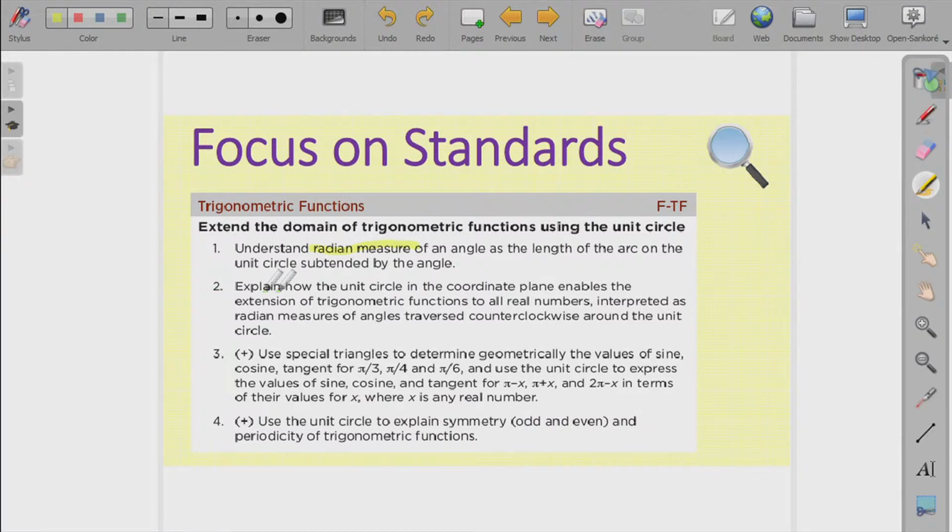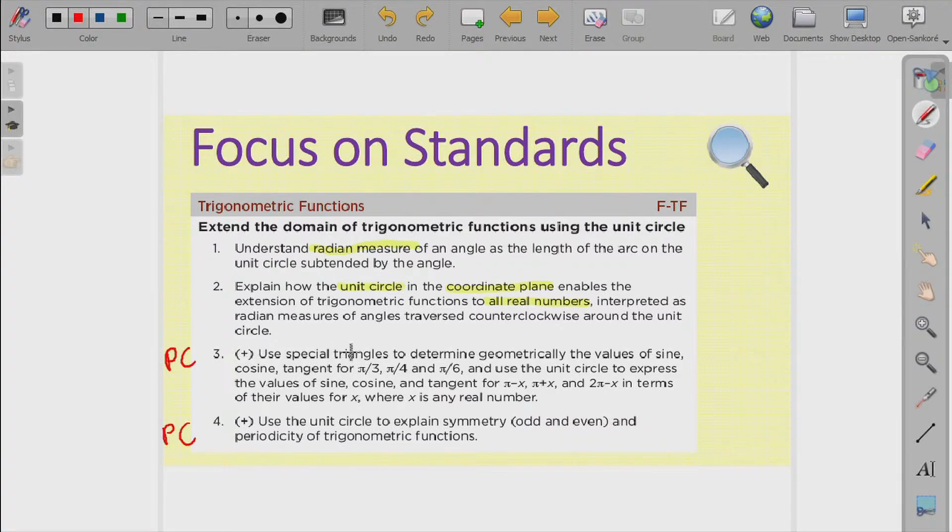Standard 2 talks about enabling the extension of trig functions to all real numbers, not just those that lie between 0 and 90. And that's accomplished through the coordinate plane. Standards 3 and 4 are plus standards, and as such will be addressed in the pre-calculus course.